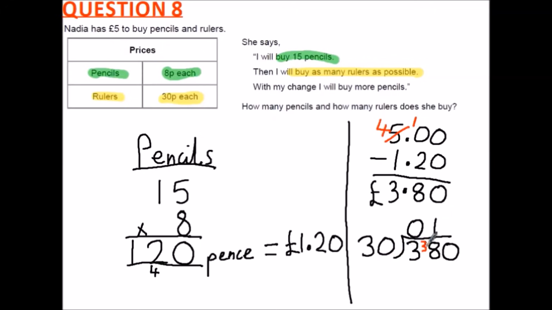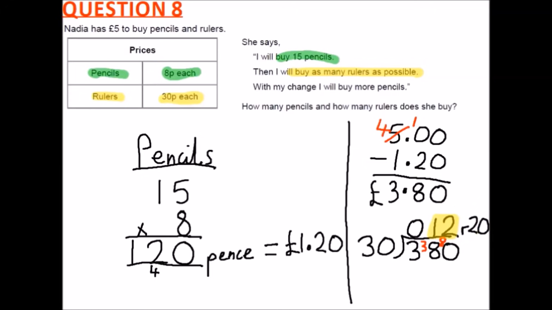but 1 times 30 is 30, which is 8 off 38. So the remainder here is 8. And then 30 into 80, we can fit 2. 2 30s are 60, so what we've got remaining is actually 20. So 12, remainder 20. So she can buy 12 rulers. 12 lots of 30 pence is £3.60. She's got 20p left over.